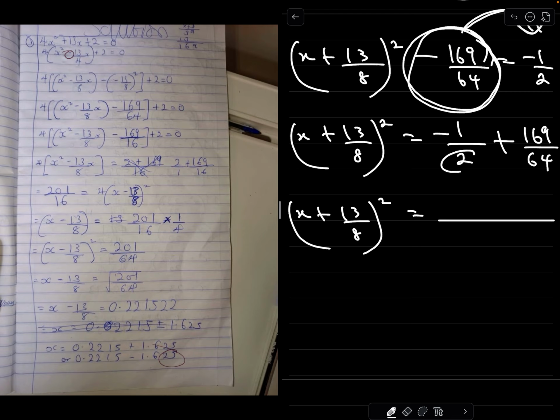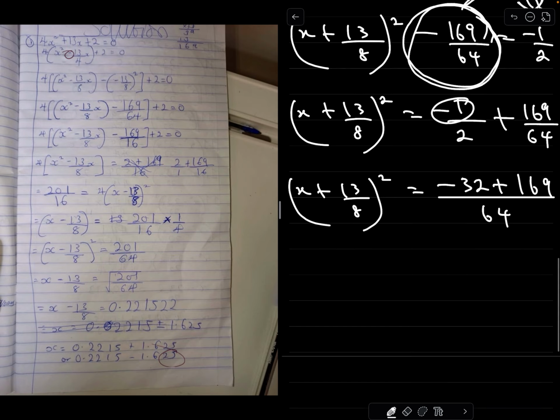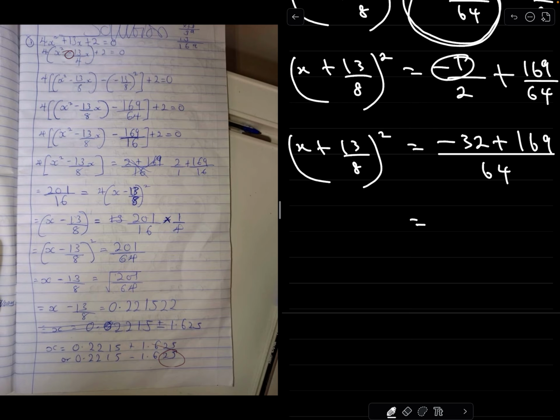The LCM of 2 and 64 is 64. 2 in 64 is 32 times minus 1, that's minus 32, plus 64 divided by 64 is 1 times 169, that's 169. You must be very careful when you do it so that you don't make mistakes. Minus 32 plus 169, that's 169 minus 32, which is 137 over 64. And that simply means x plus 13 over 8 all square is equal to 137 over 64.